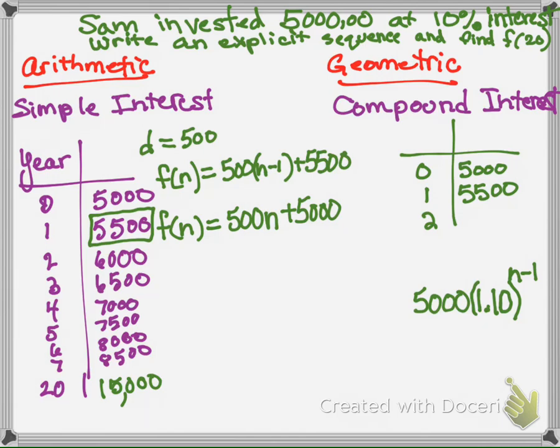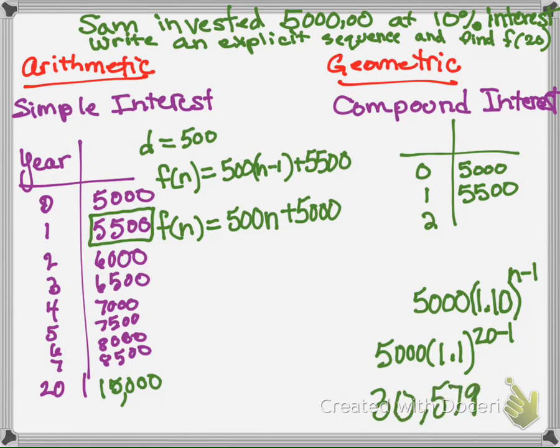So for year 20, we'd say $5,000 times 1.1 to the power of 20 minus 1. Let's figure that out. That looks like it's 30,000. It's $30,579.54, versus over here he had half that much with simple interest.